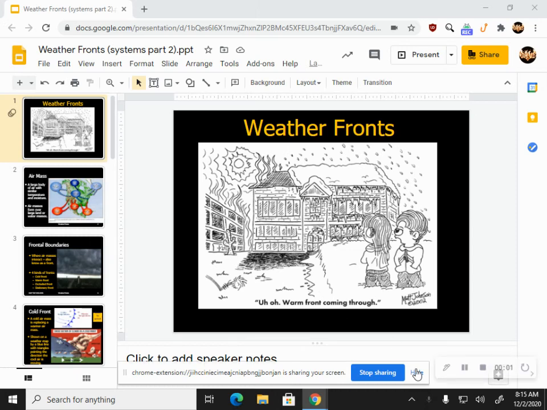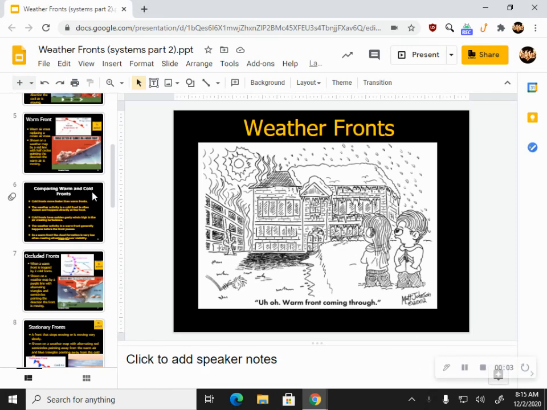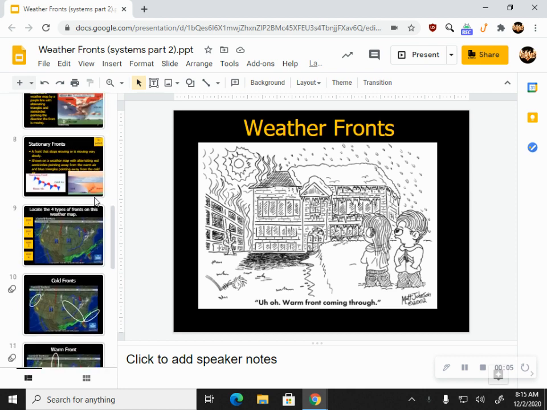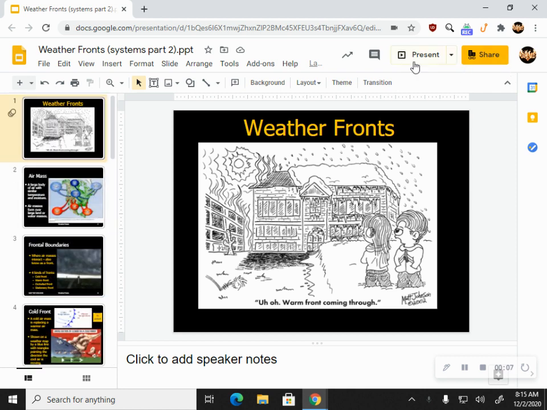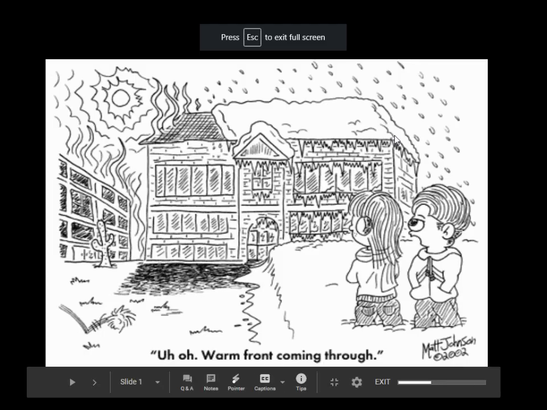Okay, so today we're going to talk about weather fronts. So we talked about weather systems yesterday. You've got 16 slides. It won't be as bad as it was yesterday. So your weather fronts are what you're going to look at more often than not.